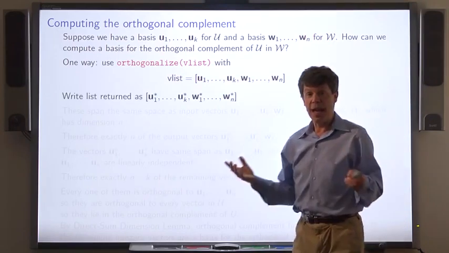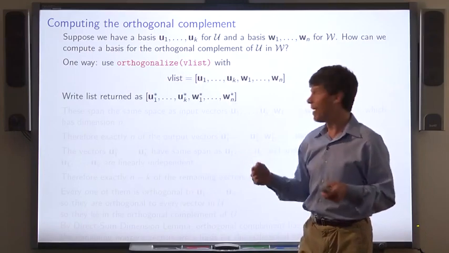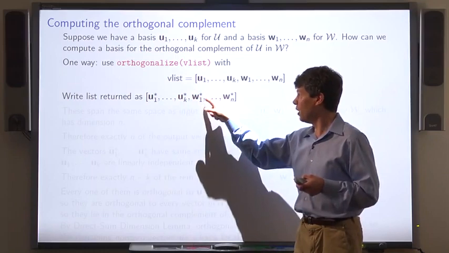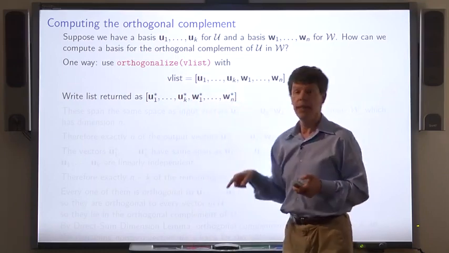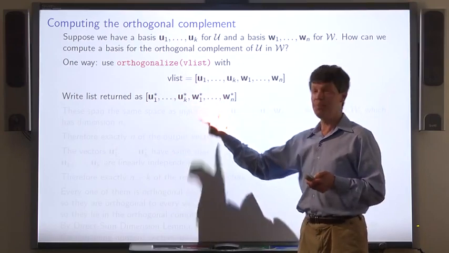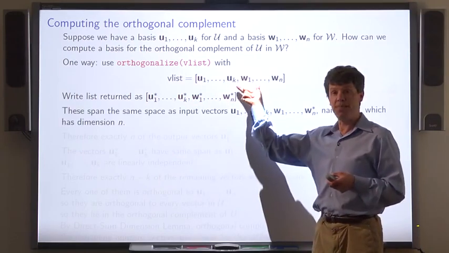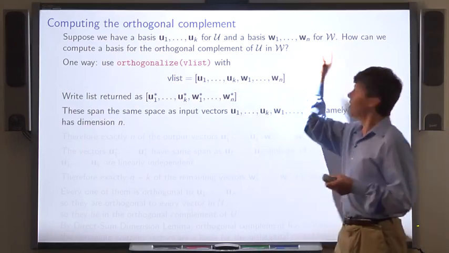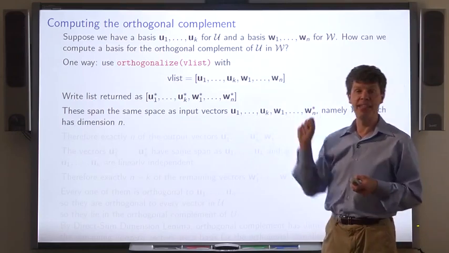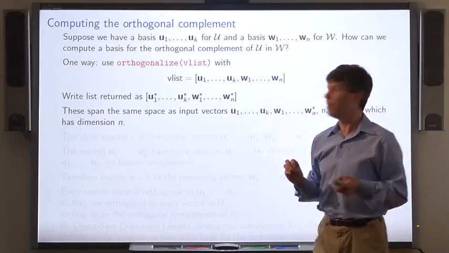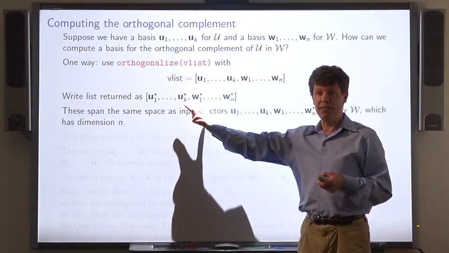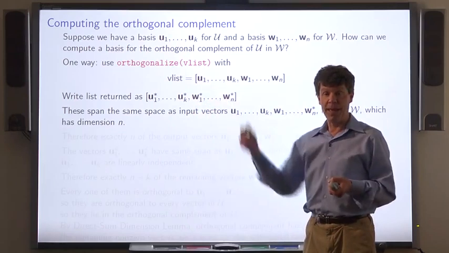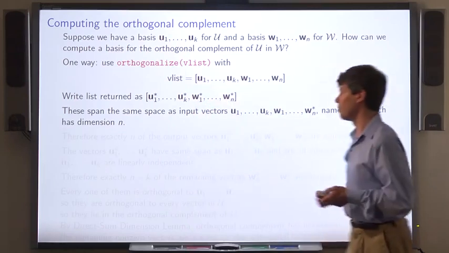Now, the output of orthogonalize is a list of vectors I'll write as u1 star through uk star, followed by w1 star through wn star. And these span the same space as the input vectors. The space spanned by the input vectors is exactly big W. Big W has dimension n. We see that it has a basis of cardinality n. These span the same space. Therefore, they span big W. So the space they span also has dimension n.